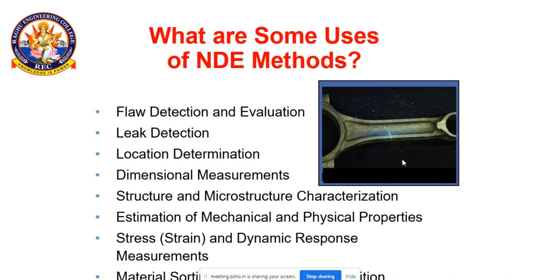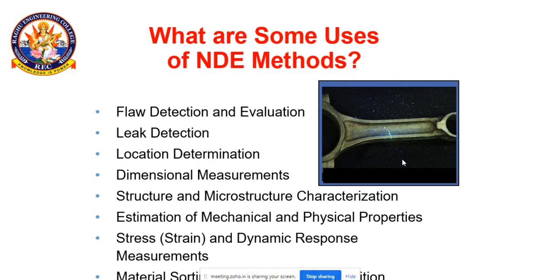And structure and microstructural characteristics, I want to tell you one thing. Microstructure plays an important role in the quality of any component. If the microstructure is very fine, nowadays all the materials are fabricated in nano sizes, with the help of nanoparticles, because if the grain size reduces, the strength of the material increases. Not only strength, the properties of the materials increase. So microstructural characterization is also one of the important parameters to find out defects.